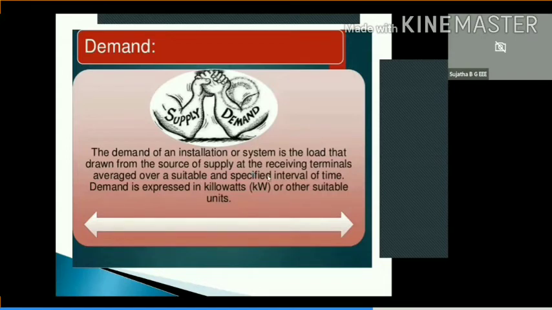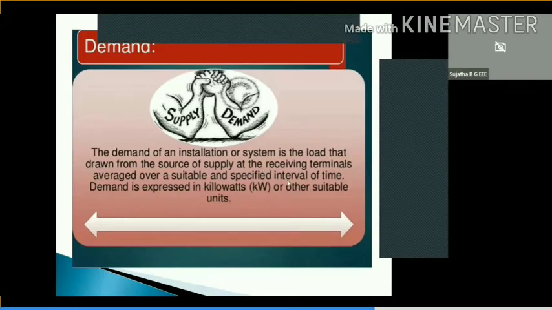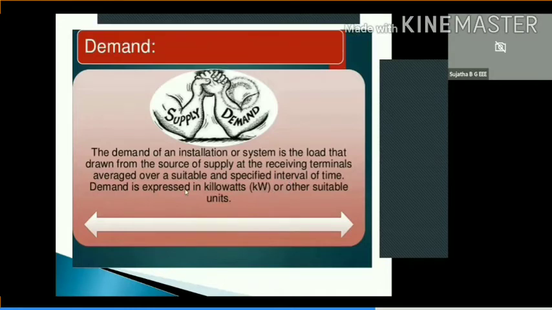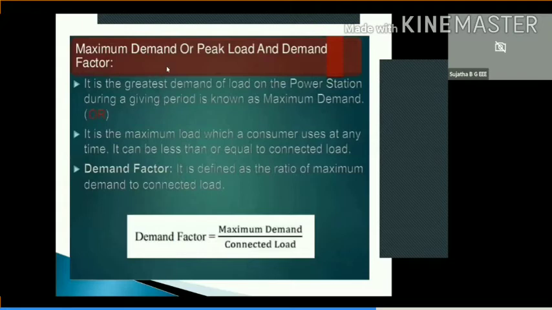See, for example, we have in our house itself, some load demand. It is simply the load that is drawn from the source of supply at the receiving terminals. It will be averaged over a suitable interval of time, maybe during a day, or it may be during a month. What is the total demand of the installation? If it is a very high value, we may express it in megawatts. Then, what is maximum demand or peak demand, and demand factor?